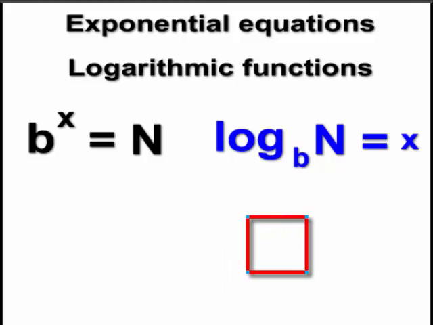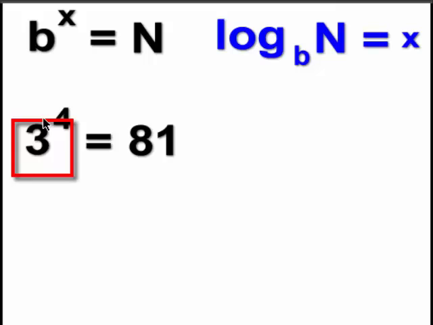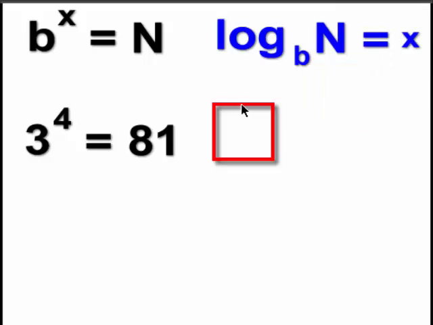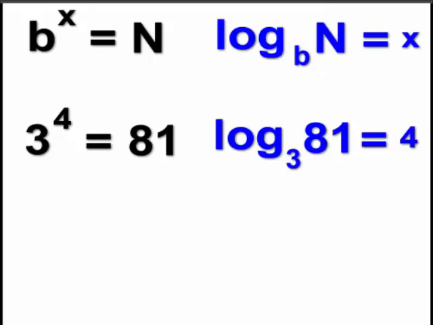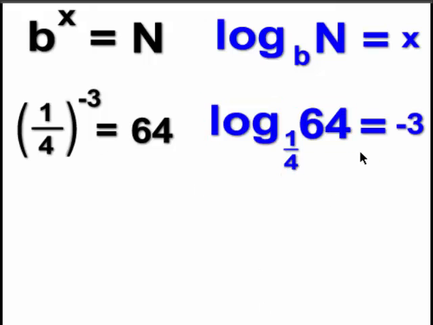So let's go ahead and do a couple problems. Our base is 3, that's going to be the base over here. Our exponent is 4, that's going to be your actual logarithm, and then 81 is going to be your big number. So you just kind of replace, plug and chug. So they're the same equation, except one's in exponential form, the other one's in logarithm form. Let's do another one. Kind of ugly again, but same thing, right? The 1/4 is the base, the 64 is the big n, and -3 is the actual logarithm, is the x. So we just substitute, and we get the exact same thing.